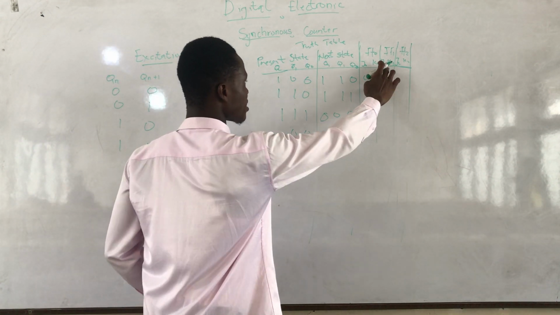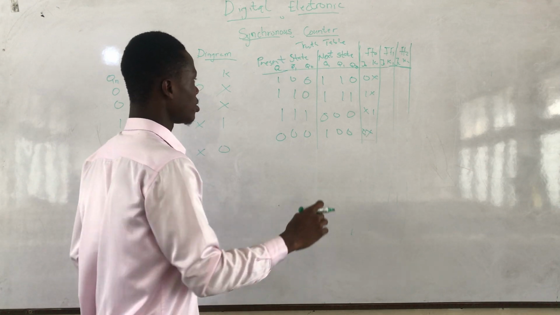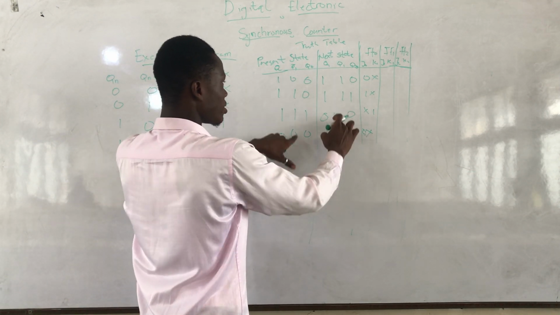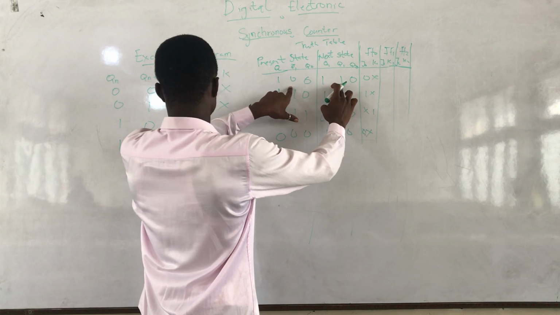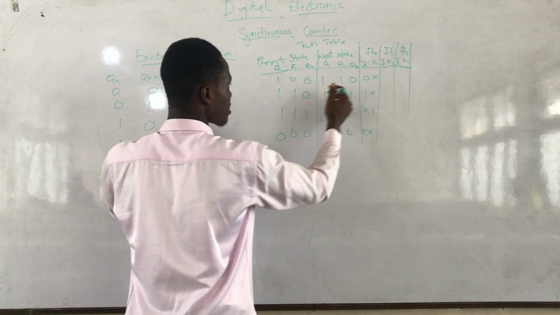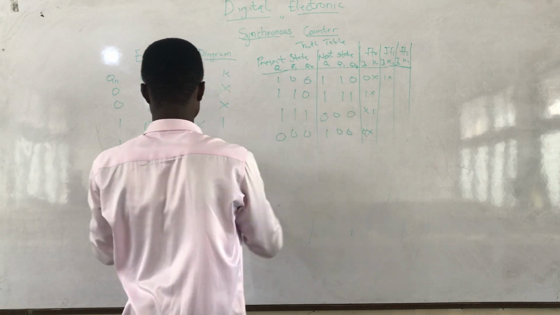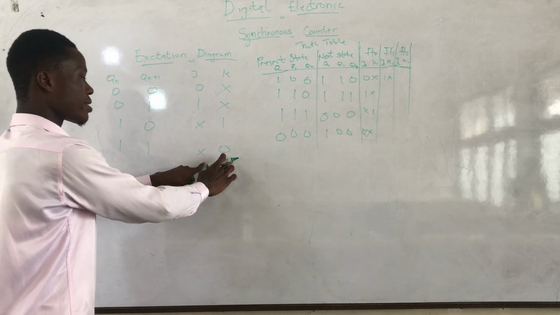So our next stage is J1 and K1. You consider this side, the 1 1 side. So you have 0 1. 0 1 is 1x. So we are having 1 1. 1 1 is x0.